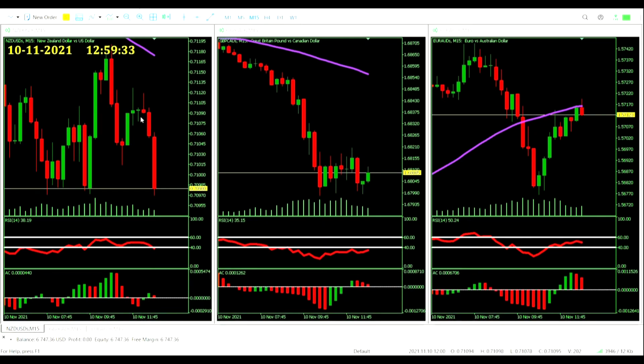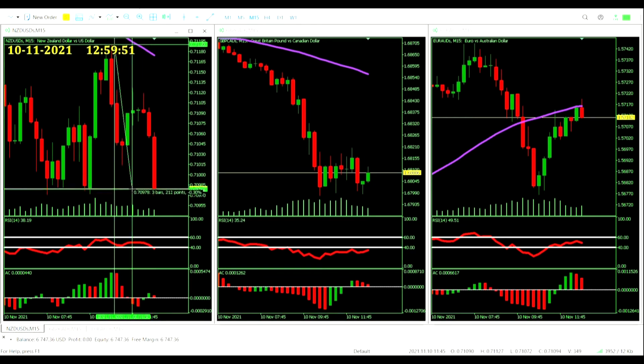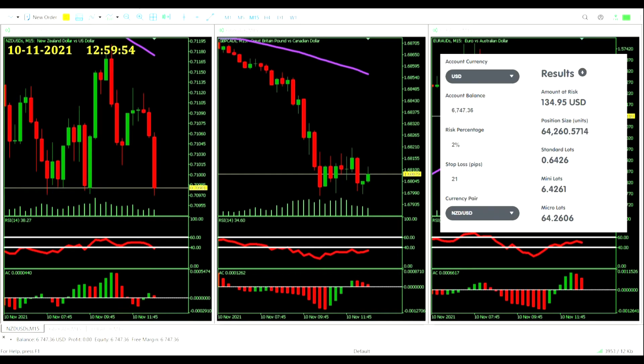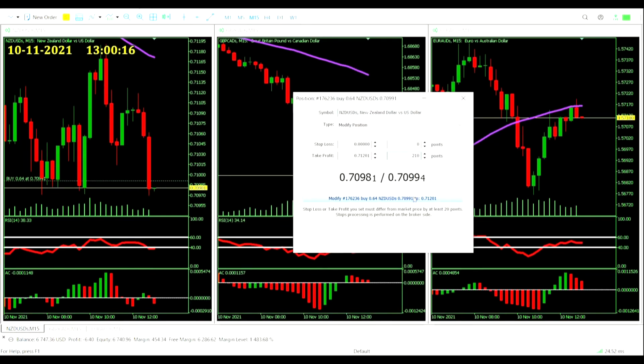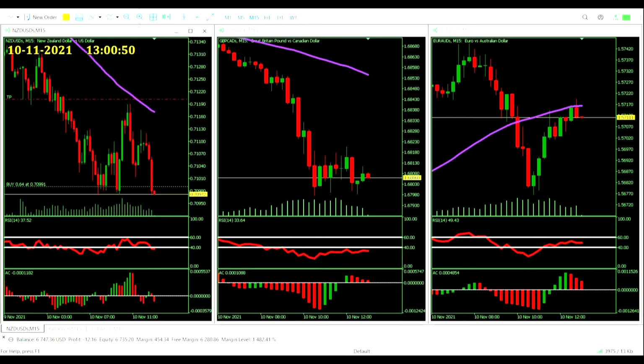Coming into 1 o'clock now, and we are going to get our first signal of the day by the look of it. The New Zealand dollar, US dollar over here on the left, RSI at 38.19, highest high of the last 14 periods for calculating our take profit. 21 pips is what we'll call it. So you can see our risk calculated on screen now as it turns over 1 o'clock and we enter into a buy trade. And our take profit goes in, but you can see it there at the top.